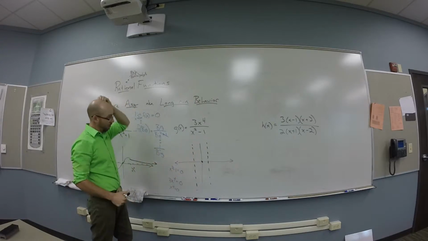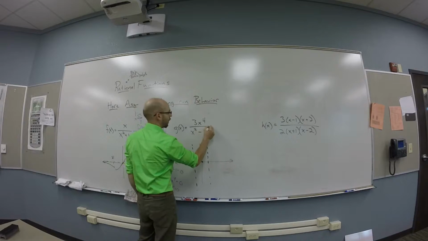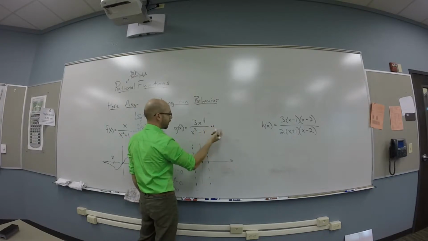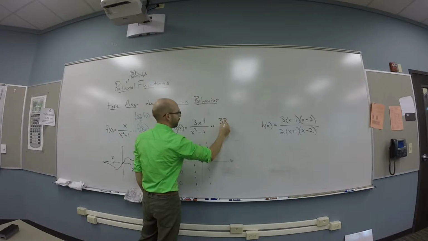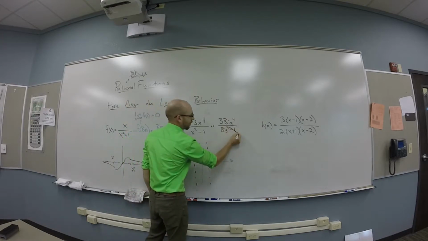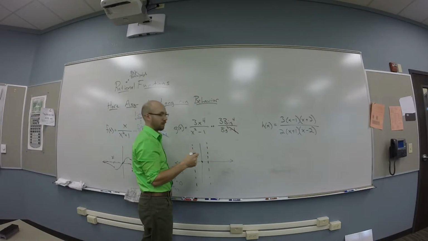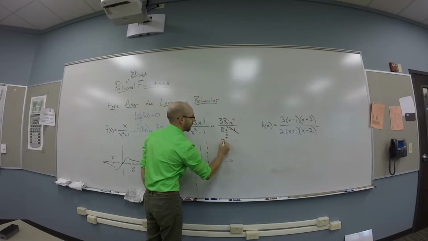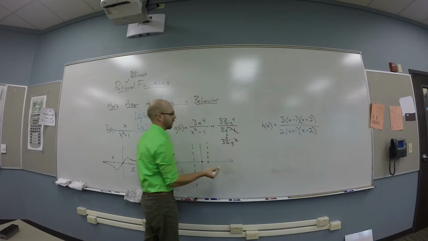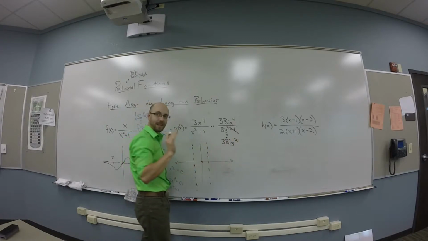And now what? Well, I need long run end behavior. So if I plug in a big number, I get 3 big to the 4th over big squared minus 1. The minus 1 doesn't really matter, so I'll just pitch that. Then I got big to the 4th over big squared, which is big squared. So I'm going to get something like 3 big squared. This thing's going to look like the parabola 3x squared in the long run.